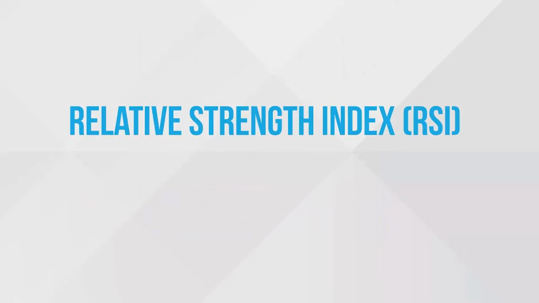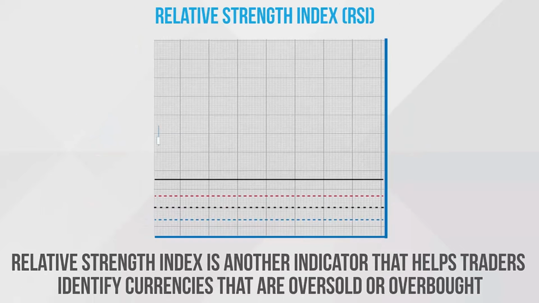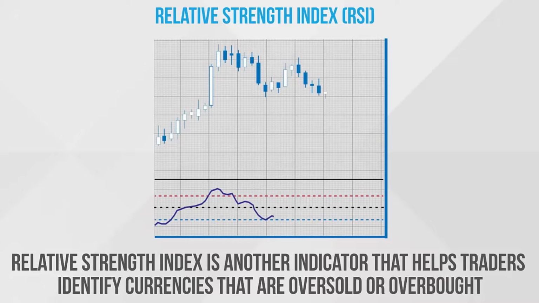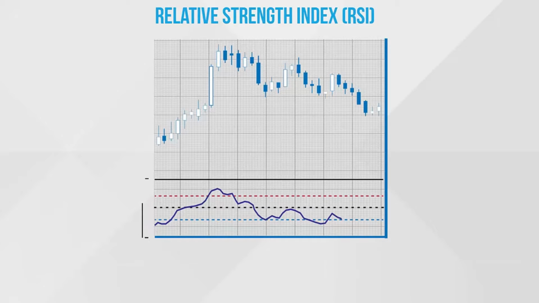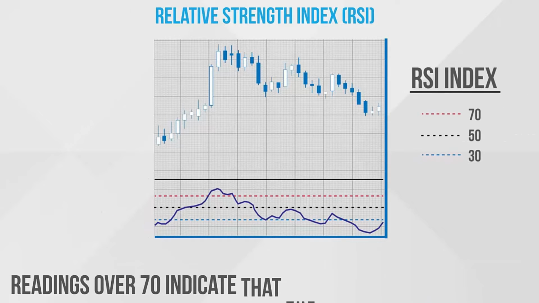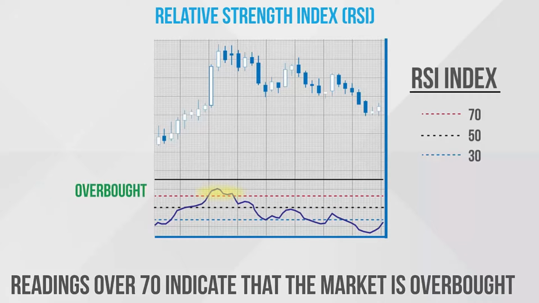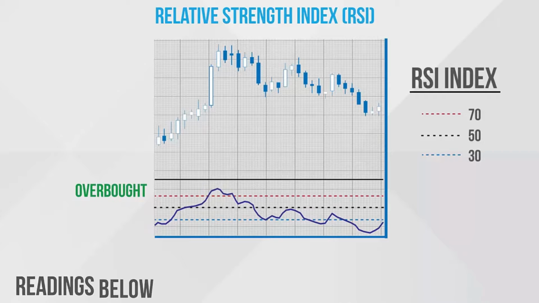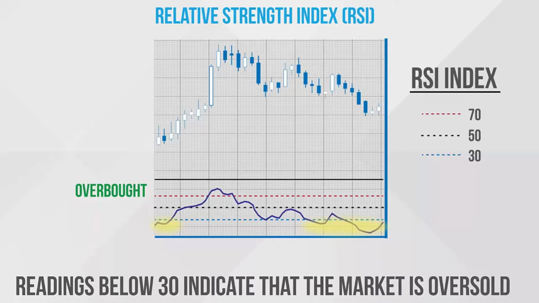Relative Strength Index. Relative Strength Index is another indicator that helps traders identify currencies that are oversold or overbought. It operates on a scale of 0 to 100. Readings over 70 indicate that the market is overbought. Readings below 30 indicate that the market is oversold.